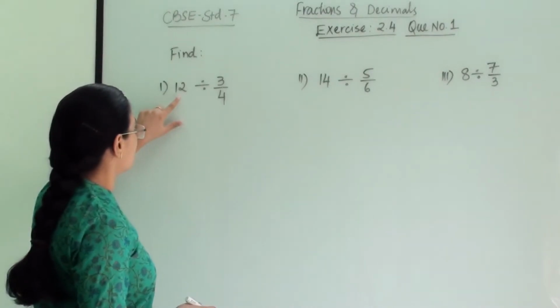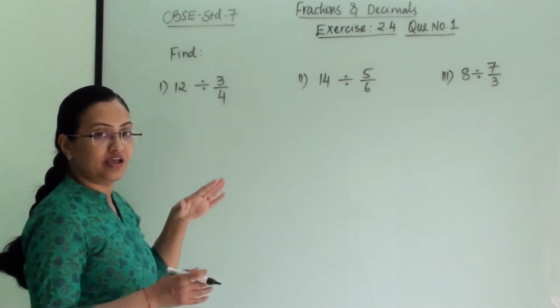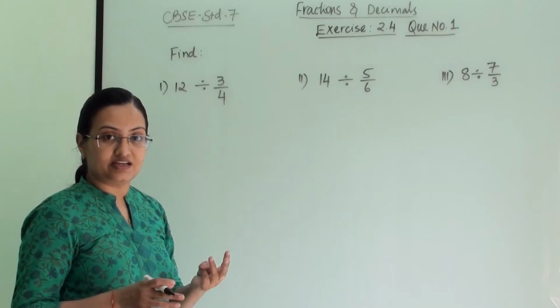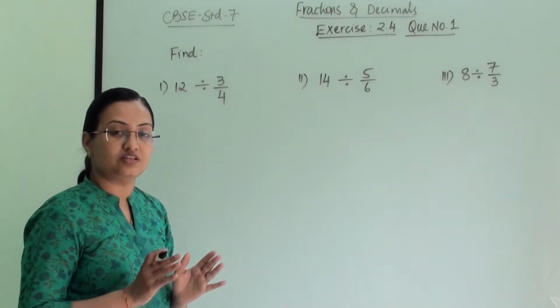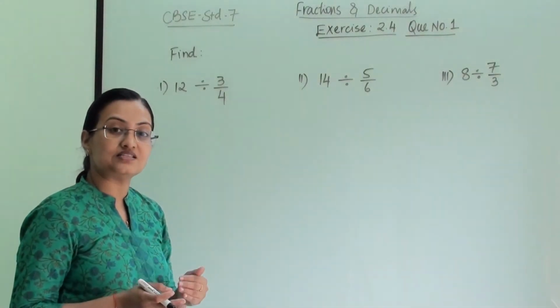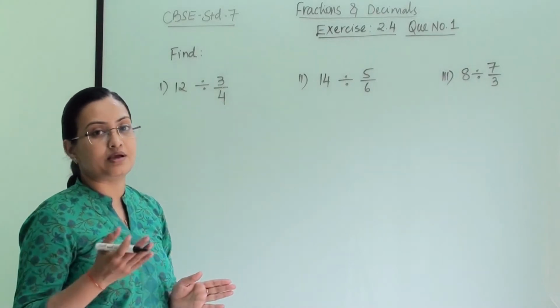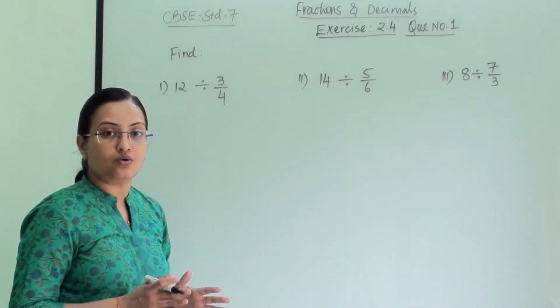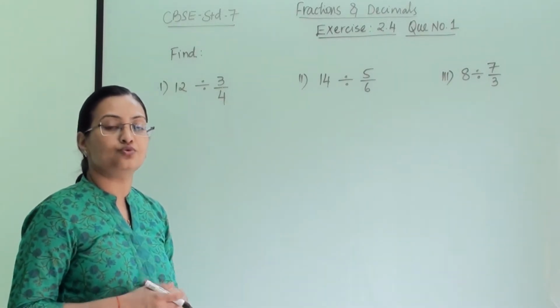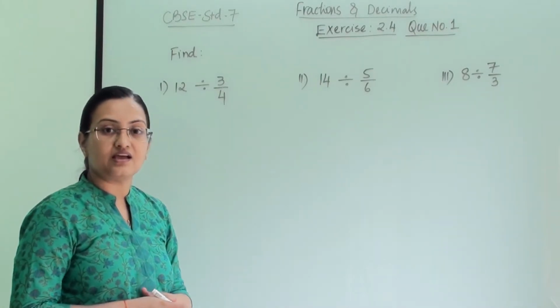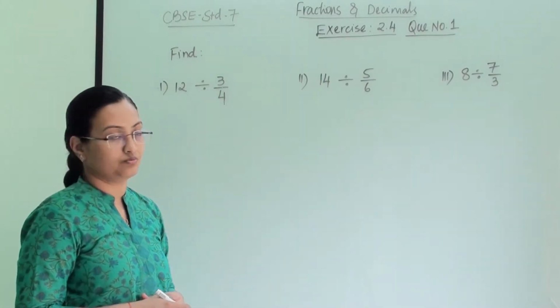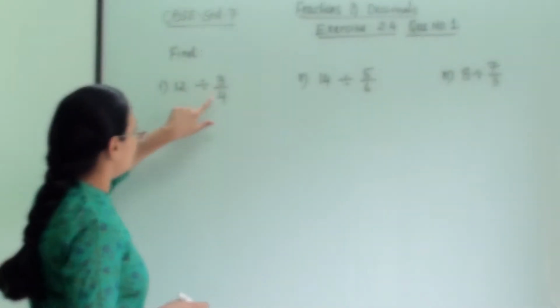So the first question says that we have to divide, and in division there are three categories: whole number by fraction, then fraction by whole number, and the last category is fraction divided by another fraction. If you have doubt in any of this division, please go through lesson number 3. I have given the link in the description. So the first question is 12 divided by 3 by 4.